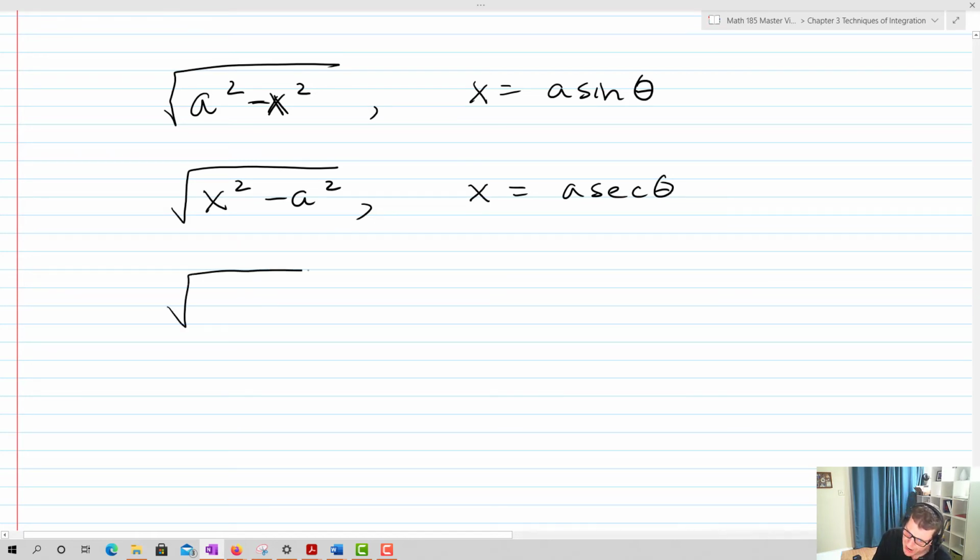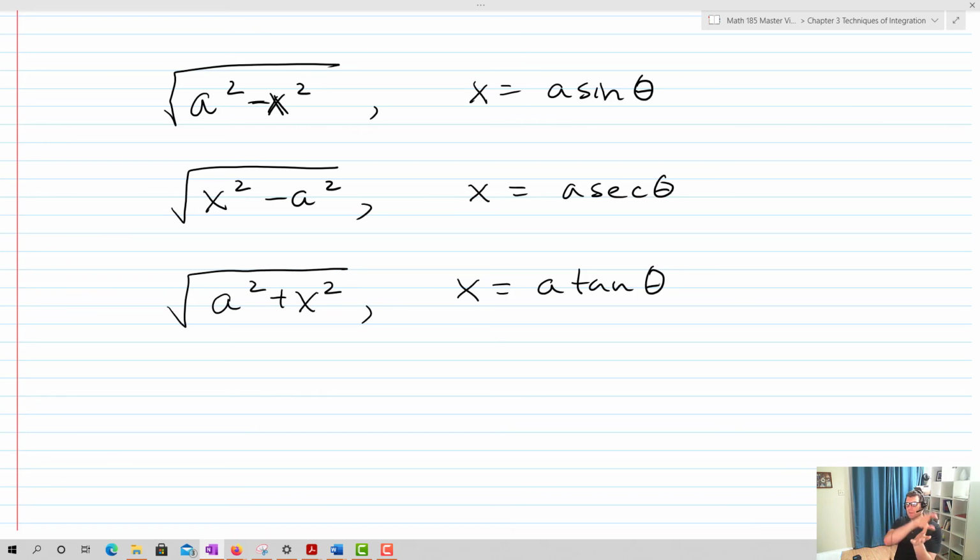And then I could also have the square root of a squared plus x squared, or x squared plus a squared, given that it's just addition. That's going to have a substitution of x equals a tan theta. After that, we just have to find dx. When we're finished with our integration and algebraic simplification, we need to find theta, or whatever values we have for the trig substitutions. This completes the lecture.